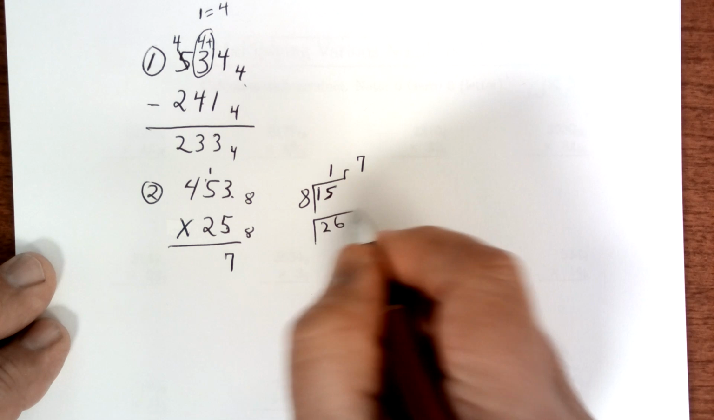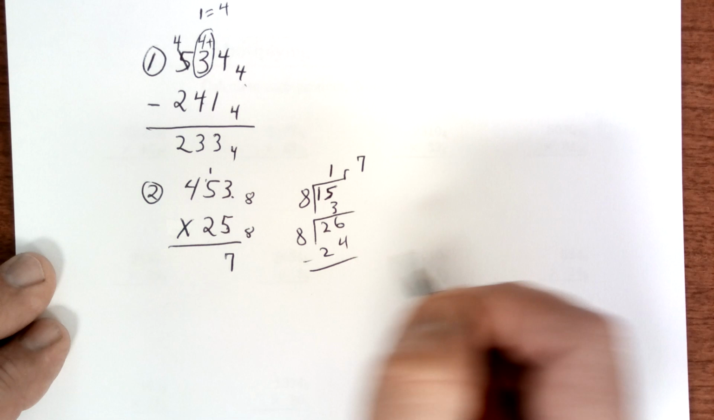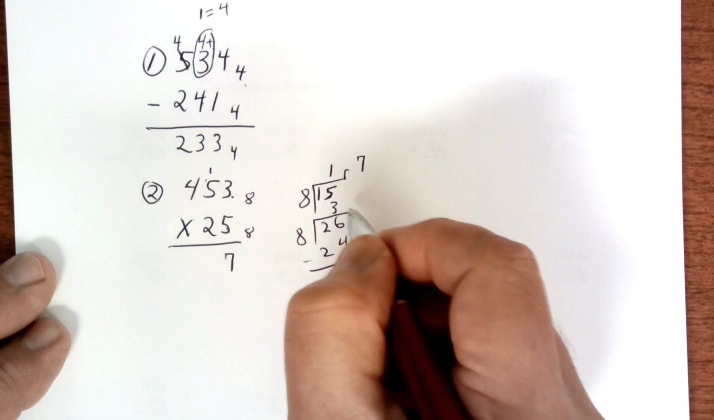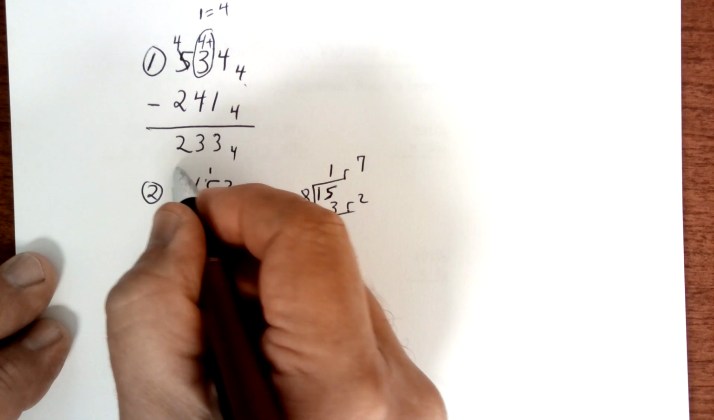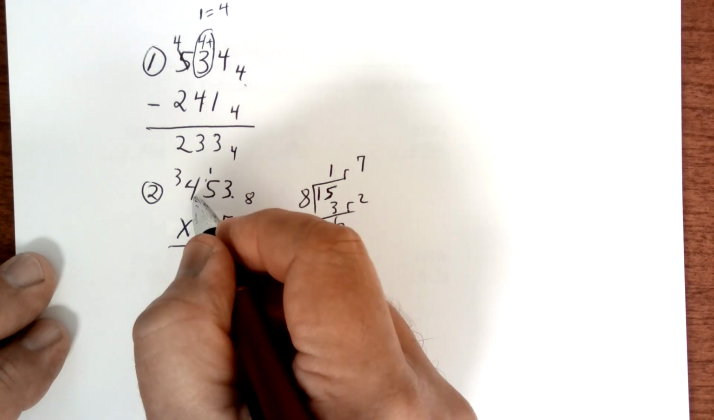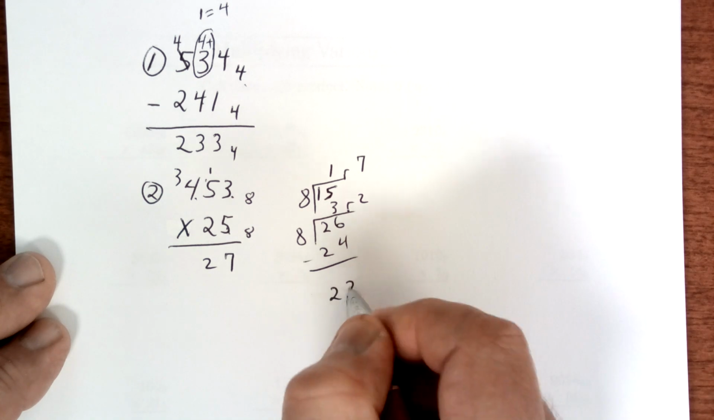And 26 divided by 8 is 3, that's 24. Use your calculator if you have to. The remainder is 2. So put a 2 and carry your 3. 5 times 4 is 20, plus that 3 makes 23. So 23 divided by 8.